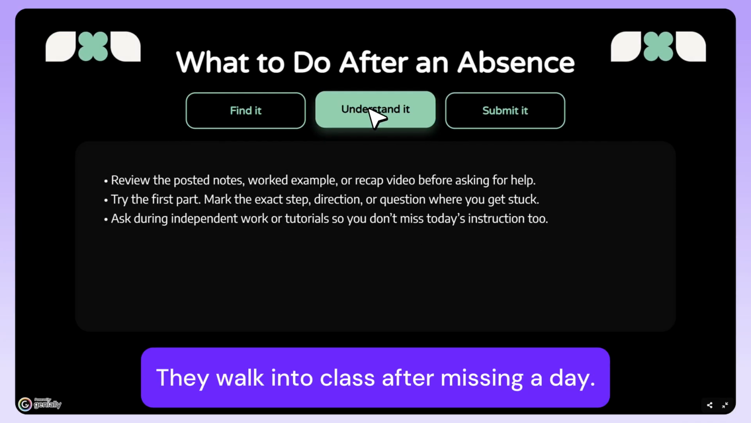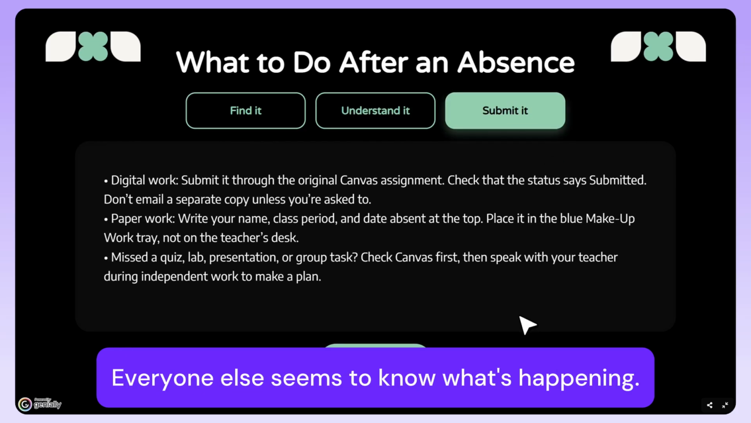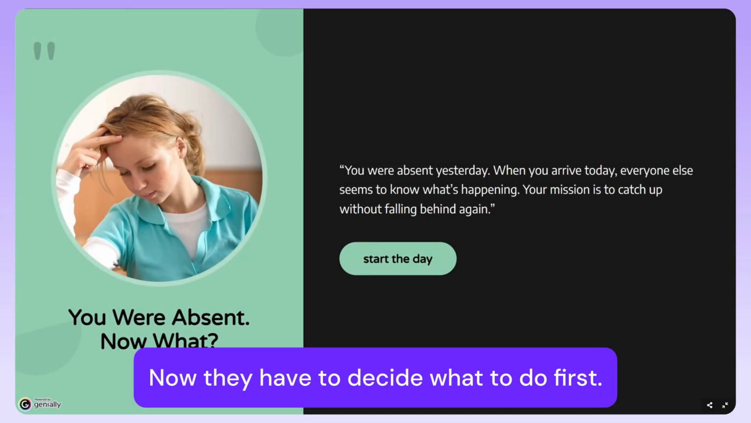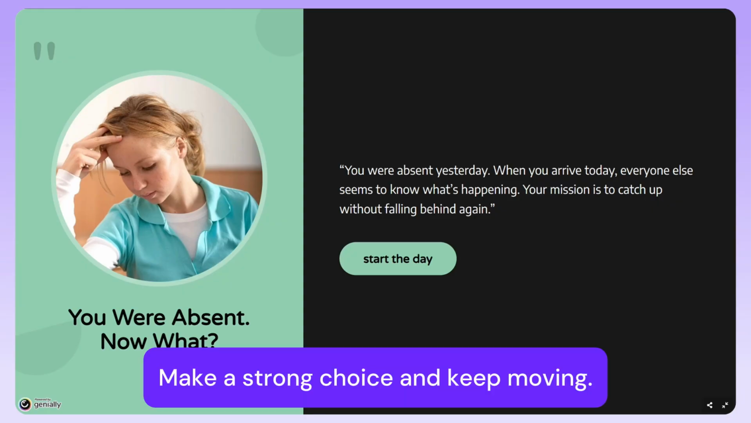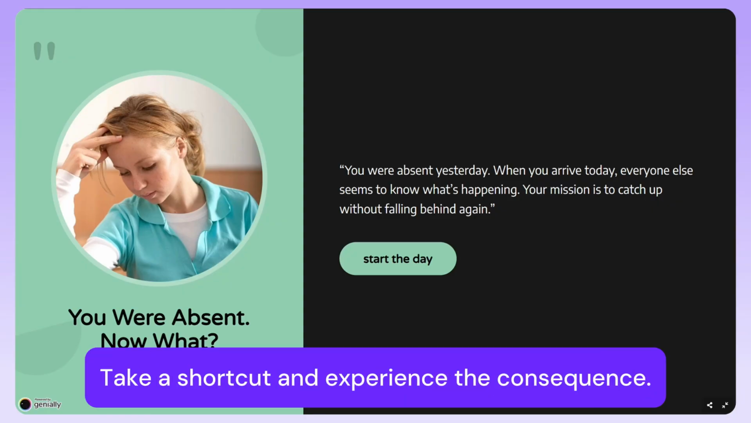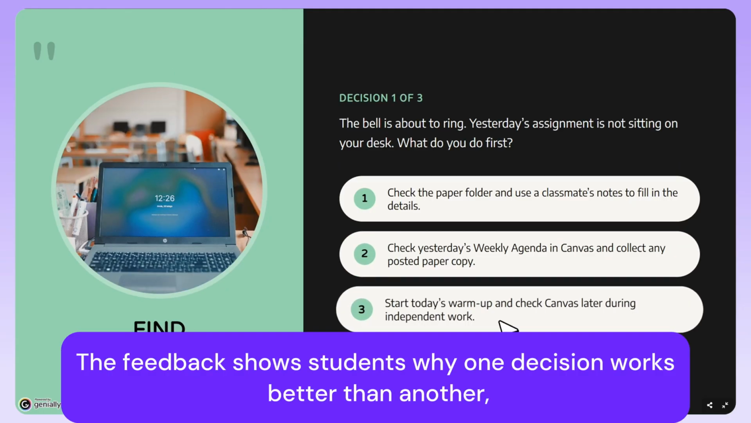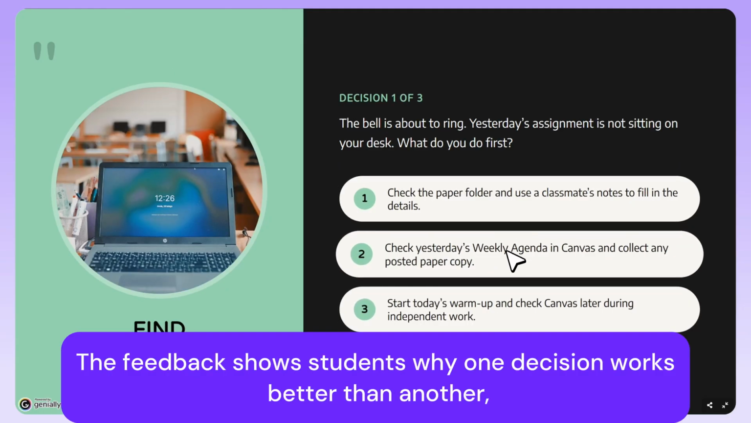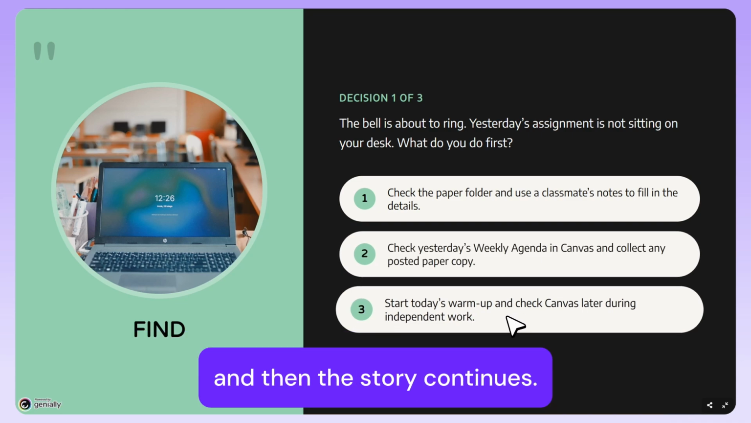They walk into class after missing a day. Everyone else seems to know what's happening. Now they have to decide what to do first. Make a strong choice and keep moving. Take a shortcut and experience the consequence. There's no giant red X. The feedback shows students why one decision works better than another, and then the story continues.